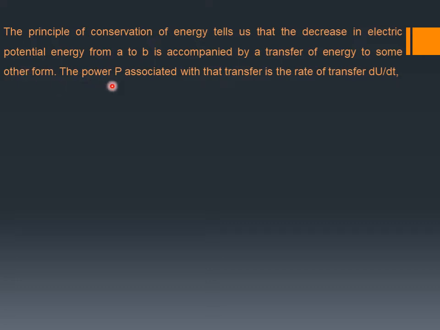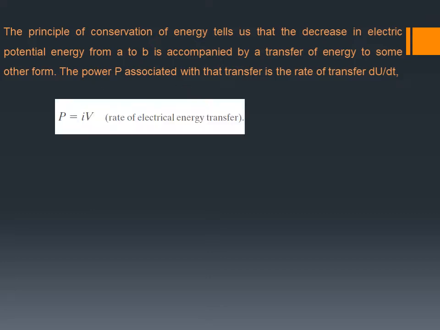So the power P associated with that transfer is the rate of transfer, dU by dt. So this is the rate of transfer of the electric potential energy, and of course there is a power P associated with that. So we write that power as IV. I is the current, V is the electric potential. So this is the rate of electrical energy transfer.